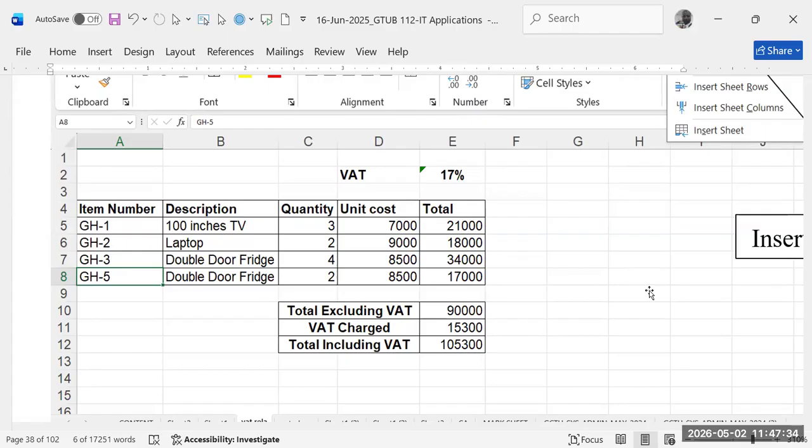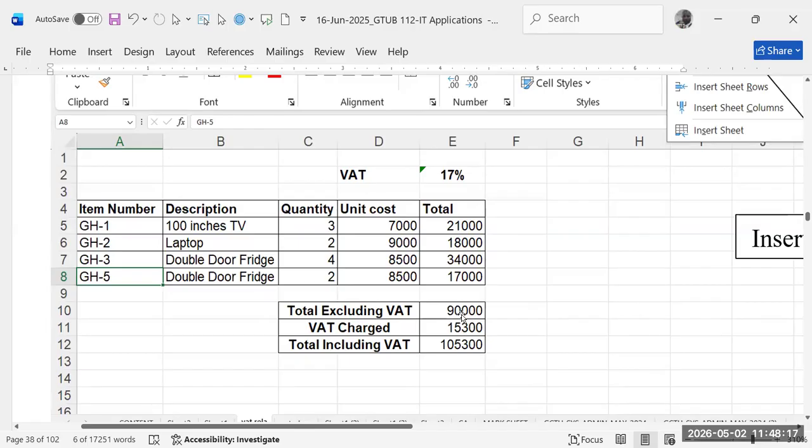Okay, Raymond, let's hear you. For the VAT charge will be the E10 times E2. Do you agree? Yes, no. Okay, let's hear you again, Raymond. E2, have you seen the percentage? Times E10. Do you agree? Yes, sir. And that one will give you this.